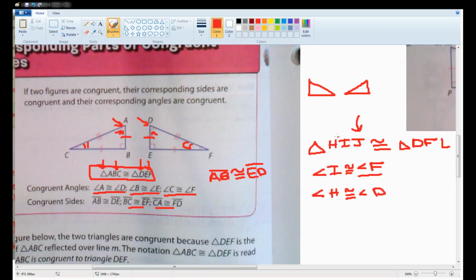Notice that then I can also take that and do it with sides. Watch. HI is one of the sides. What side matches with HI? Well, those are the first two letters of the first triangle, so I'm going to pick the first two of the second. It's congruent with side DF. So why don't you try that? How about if I had side IJ? What side is congruent in my second triangle? You should have come up with FL.